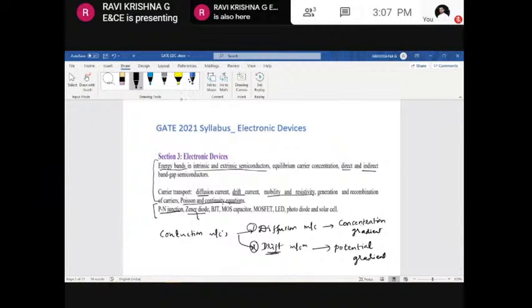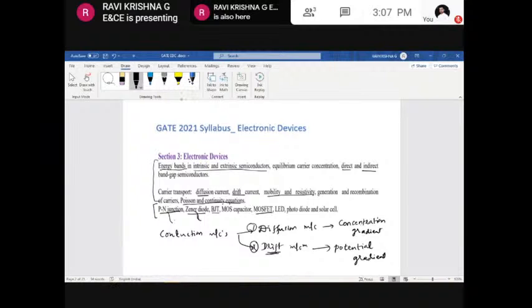This is going to operate in the reverse breakdown region, whereas the PN junction is going to operate in the forward biased region, or forward bias condition, or in the reverse bias condition. Whereas the Zener diode is going to be operated in the breakdown region. Later on, we need to focus on the three-terminal devices known as the BJT and the MOSFET.